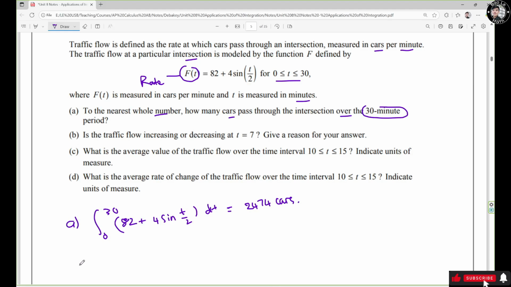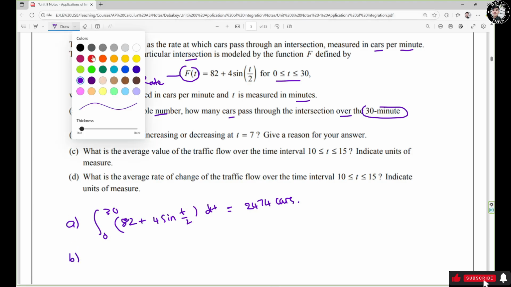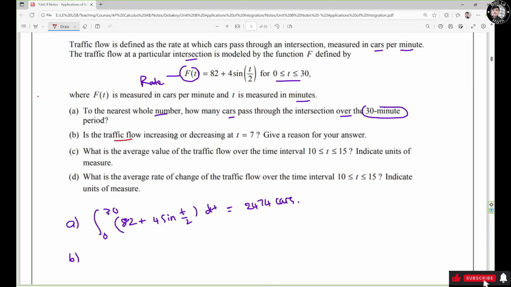Alright, now question B. Is the traffic flow increasing or decreasing at t equals 7? In order to know if the traffic flow is increasing or decreasing, we need to take the first derivative of this one. So we have f prime of t equals the derivative of 82, which equals 0. For the derivative of this one, we need to use the formula: the derivative of sine u is u prime times cosine u. So it's going to be 4 times 1/2 times cosine of t over 2.